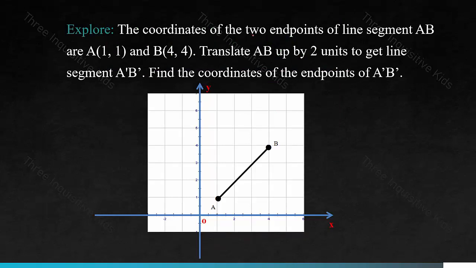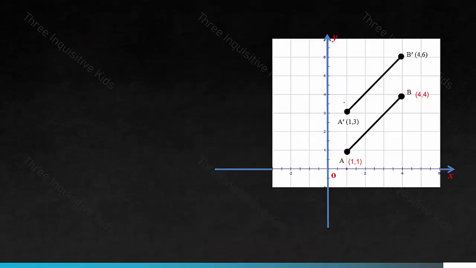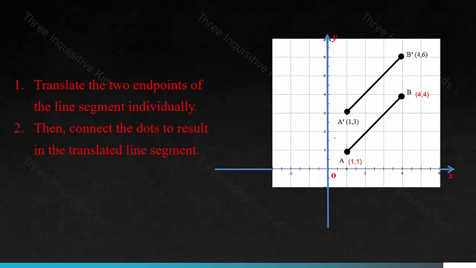The coordinates of the 2 endpoints of line segment AB are A and B. Translate AB up by 2 units to get line segment A prime B prime. Find the coordinates of the endpoints of A prime B prime. How are you going to approach this problem? Well, all you have to do is translate each point separately and then connect the dots to result in your translated line segment. A prime is (1, 3) and B prime is (4, 6).